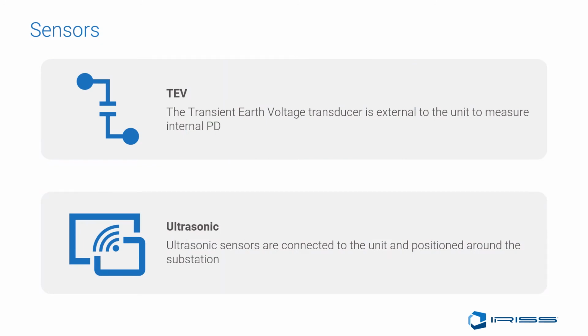With 2 types of sensors, the TEV sensor, better known as the transient earth voltage transducer, is external to the unit to measure the internal PD. The ultrasonic transducers are connected to the unit and positioned around the substation.